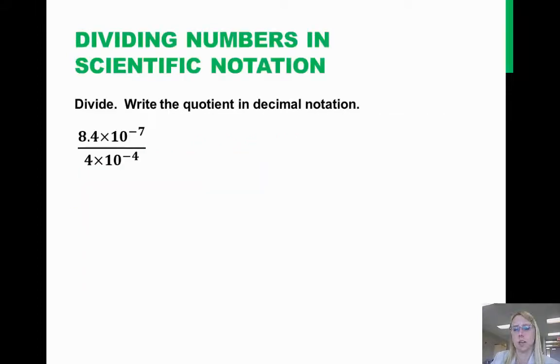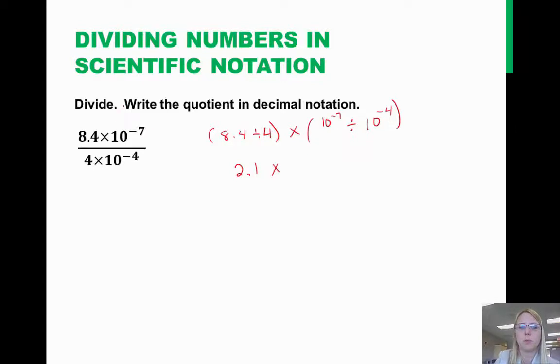We are going to do the same kind of thing here for divide. So I can write this one as 8.4 divided by 4 times 10 to the negative 7 divided by 10 to the negative 4. Okay, so if I take 4 into 8.4, that's the same as saying 2.1.